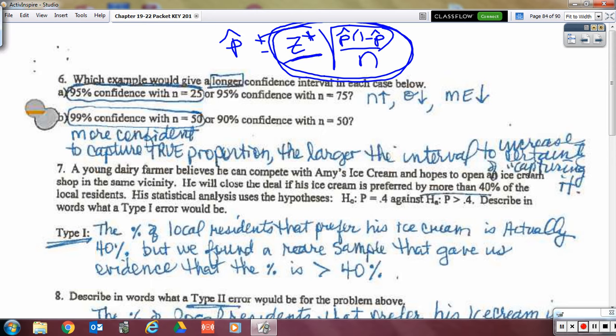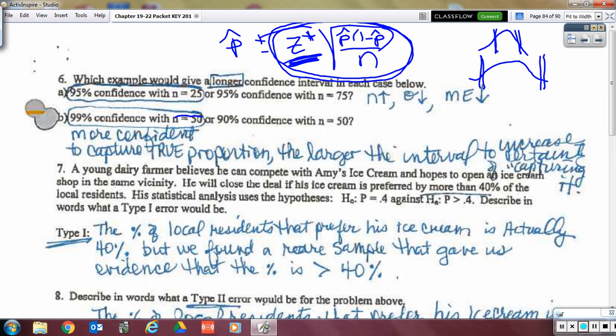So since this Z star has to do with confidence, okay, I want you to think about that. 90% confidence would have that much in the middle. 99% confidence would have that much in the middle. So as you get more confident, you are more confident that you captured the true answer. So more confidence does what to your interval? Make it get bigger. So that applies to statement B here.